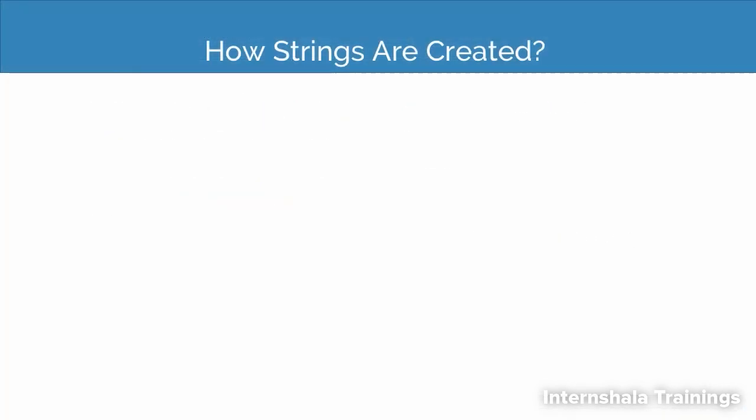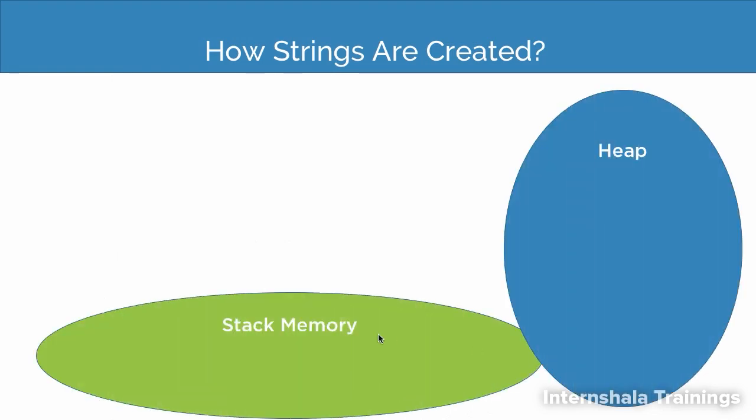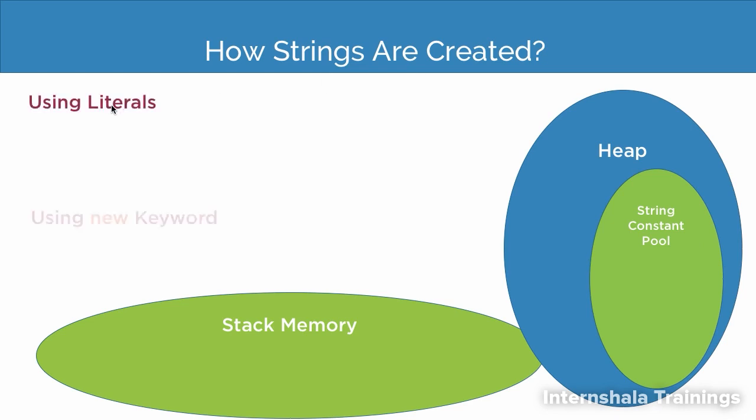To get the answer to our problem, we need to check again how the strings are created. Here we have the stack memory and the heap memory. This time, inside the heap memory there is one more concept, the string constant pool. Remember, this string constant pool is present within the heap memory only. Now let us check how the strings are actually created, with the help of literals or the new keyword.